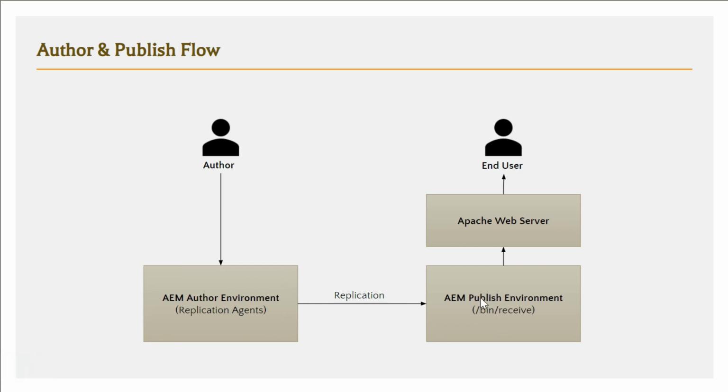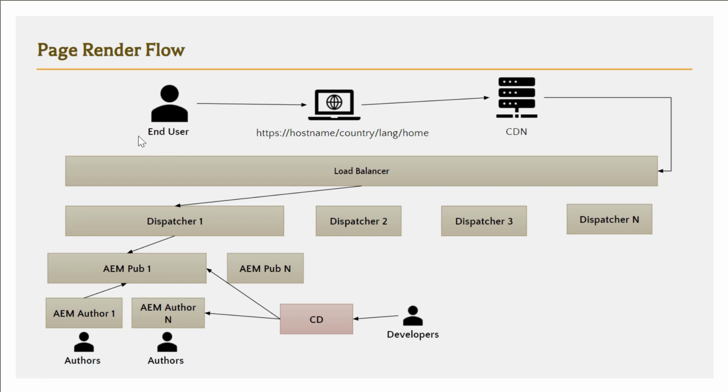And once it is on the publish environment, the end user will be able to see it. Okay, so this is the flow from author to publish. So now let's try to understand how the end user is able to see the published content which is existing on the publish environment. Okay, so this is the flow which explains how the page is rendered.